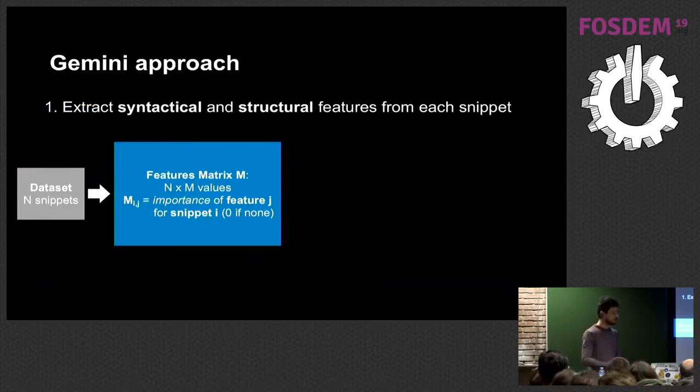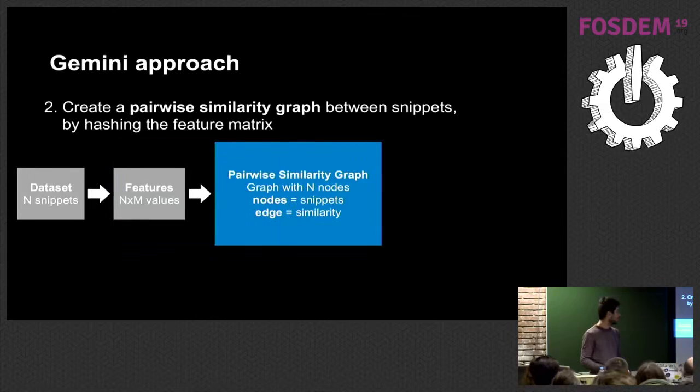The first step is that out of the data set, we are going to extract a certain amount of features which are going to be syntactical as well as structural. I'll get more into depth into what kind of features we use and why we use them. The next step is creating a pairwise similarity graph between our snippets. So basically in this graph, each node is going to represent a file, and 2 nodes will be connected if they are similar enough. Again, I'll get more into depth into what this means.